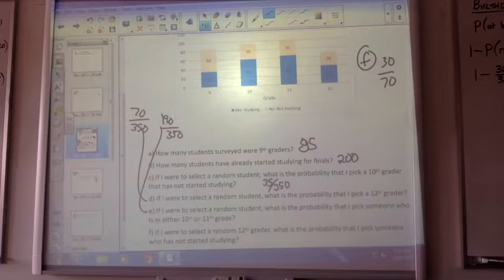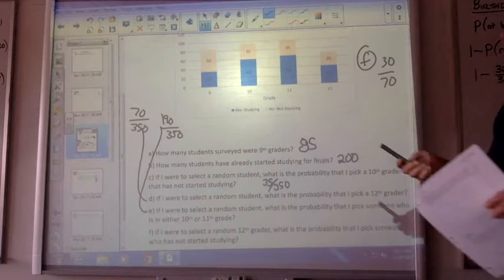Okay. And then letter G says if I were to select a random student that has been studying, what is the probability that I pick a senior? Okay. So how many people appear to have studied?